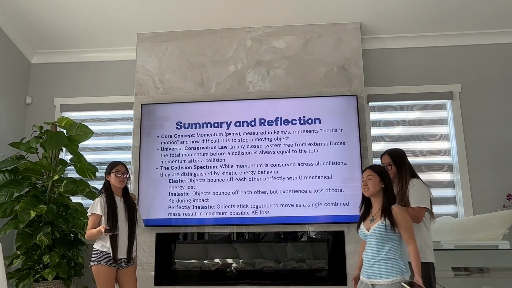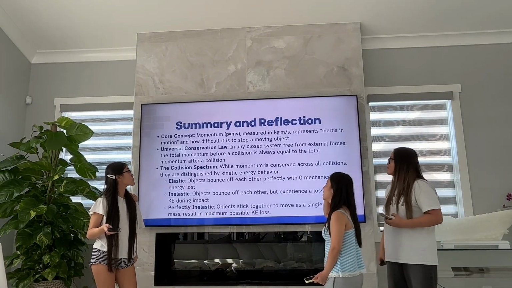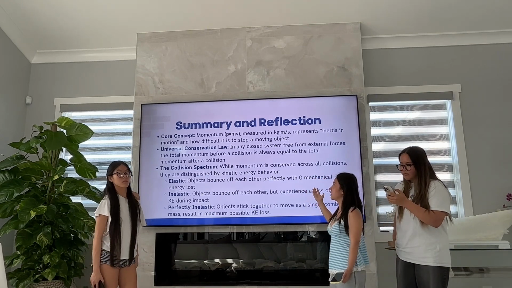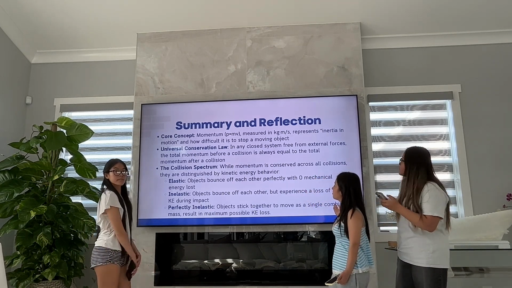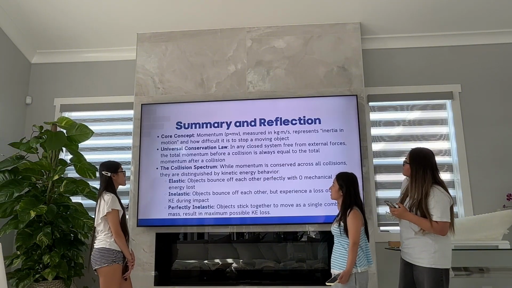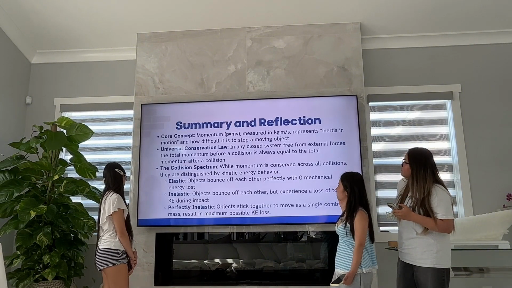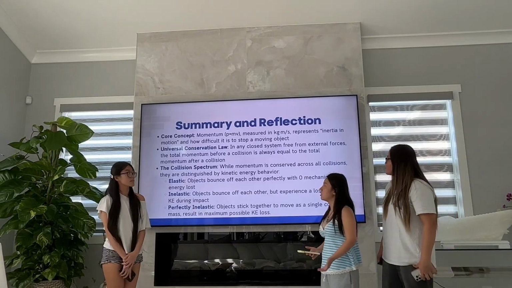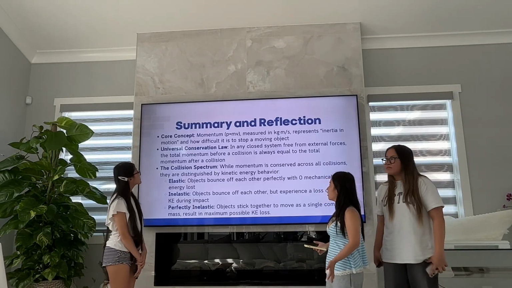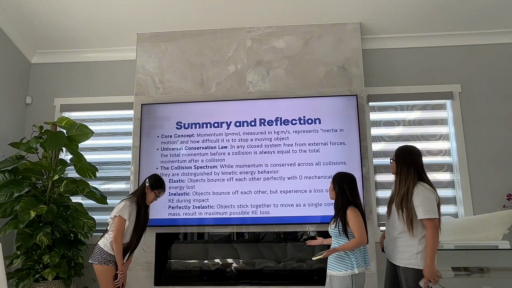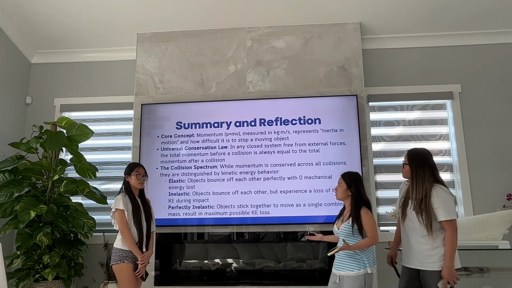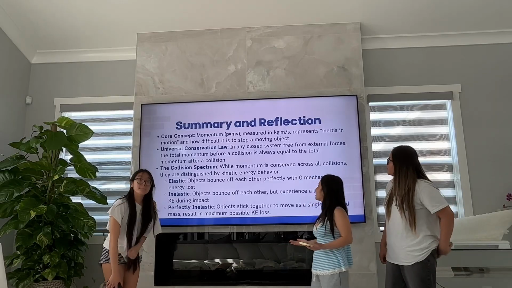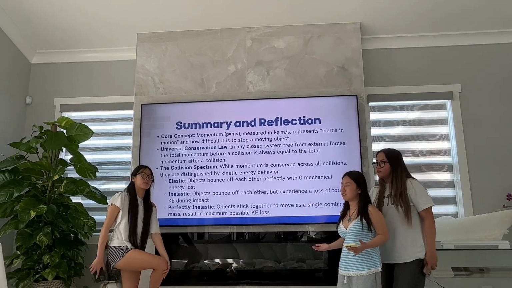Okay, and now a summary and reflection of what we learned. A core concept is that momentum is P equals mv, measured in kilogram times meter per second, and represents inertia in motion and how difficult it is to stop a moving object. We know about the universal conservation law, that in any closed system free from external forces, the total momentum before a collision is always equal to the total momentum after.